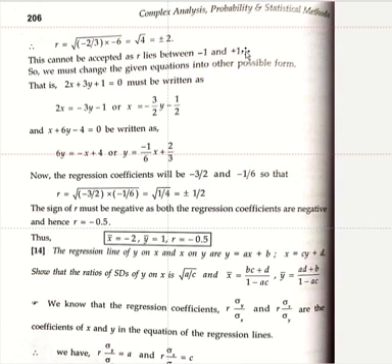In the first video, I told that the coefficient of correlation r must lie between minus 1 and plus 1, it cannot exceed unity. Therefore, here r is equal to plus or minus 2. We cannot accept this value. So we must change the given equation into the other possible form.